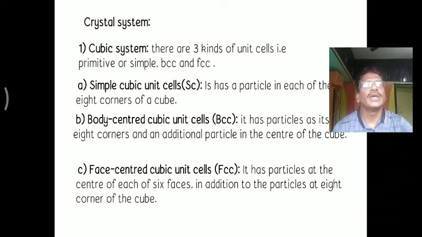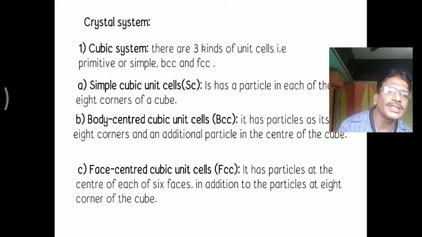So in FCC, there are 8 particles at the 8 corners of the cube and 6 particles at the center of each of the 6 faces. That means if we consider the cube has 6 faces, at the center of each face there is 1 particle. So 8 particles are present at the 8 corners of the cube and 6 particles are present at the center of each face.